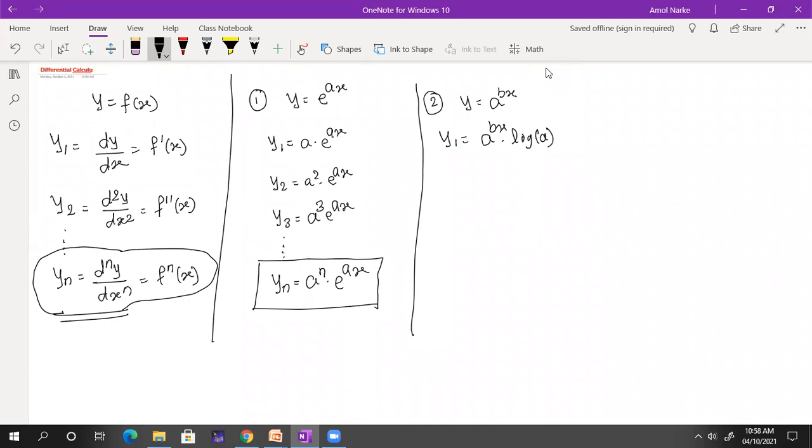What happened with that b? The b also has to be multiplied, right? Why? Because we are taking the derivative of bx, and that is nothing but b coming into the picture. Okay. What happened with y2?